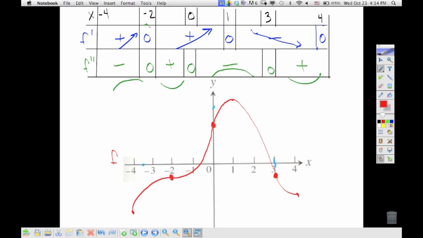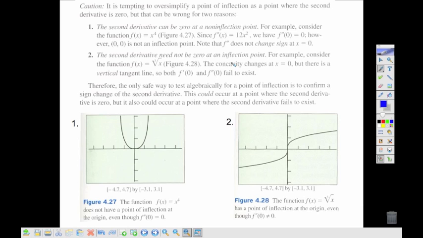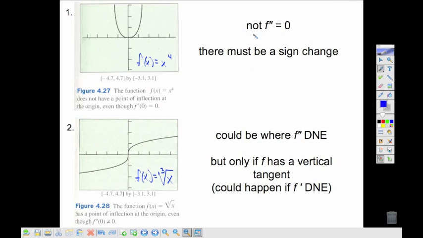Next, I want to point out that just because we get a second derivative of 0, we're not guaranteed to have an inflection point. It's not just having f double prime equal to 0. We do need to have a sign change. For example, in this one, notice we were concave up, so f double prime would have a positive on this side and positive on this side. So it can't be an inflection point if there's no sign change.